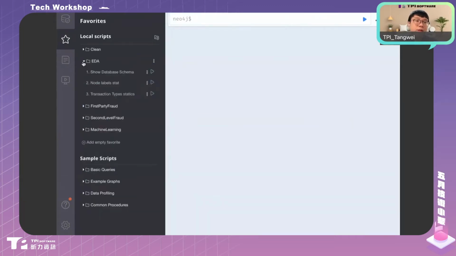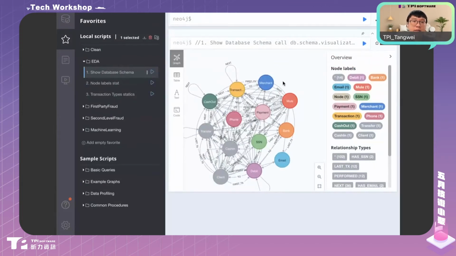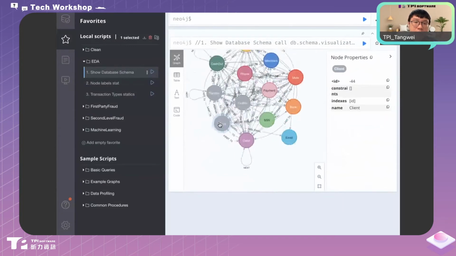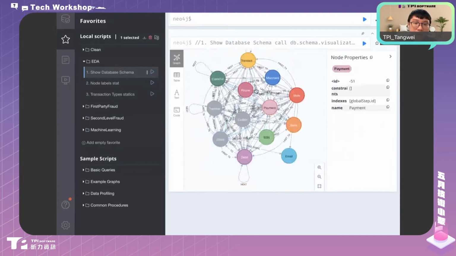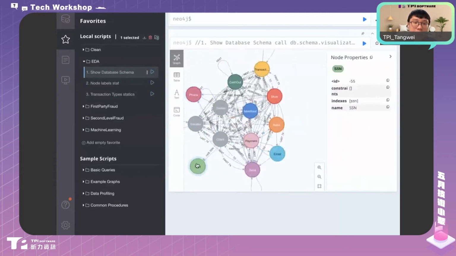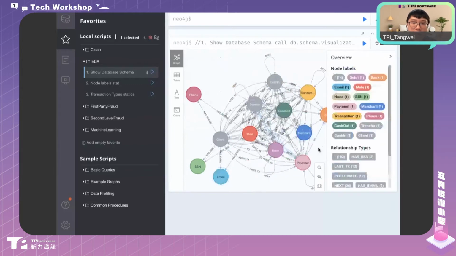In the EDA, we will first show the database schema. Here we can see our database schema. We have the clients, and the clients have the phone, have the SSN number, and have the email. And then here are another.